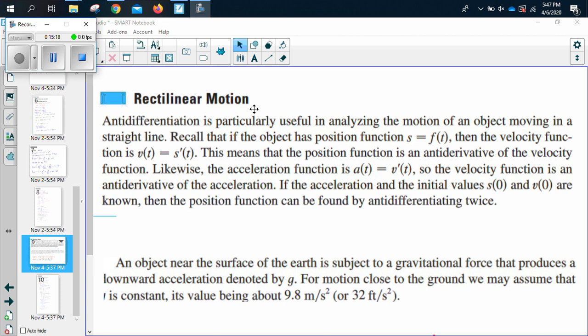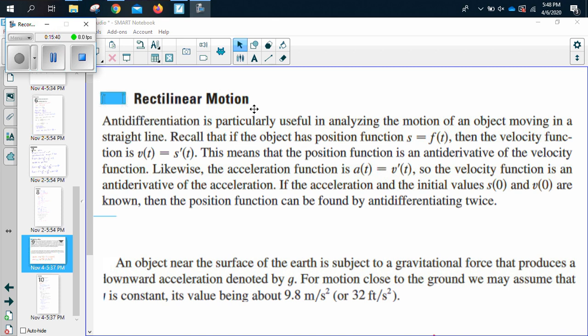Anti-differentiation is particularly useful in analyzing the motion of an object moving in a straight line. Recall that if the object has position function s equals f of t, then the velocity function is v of t equals s prime of t. This means that the position function is an antiderivative of the velocity function.